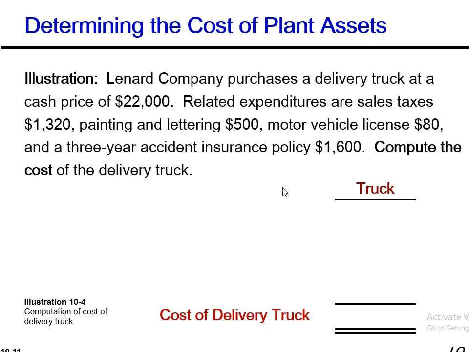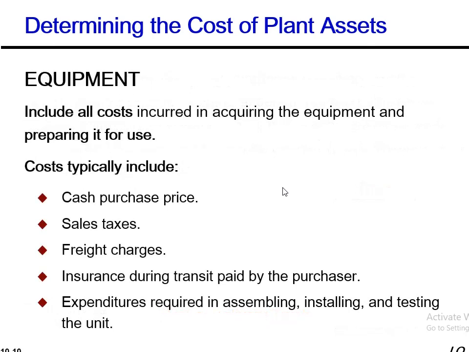If there is a license for your vehicle that is renewable every year, that's not a one-time cost, and it's not a cost related to the purchase of this truck. You can use the truck, and when one year is over, you go for the motor license renewal. So this is an expense. This is not a cost to be added into the truck. And then a 3-year accident insurance policy. Just a few minutes back, I told you about insurance in transit. That's one-time insurance, used when the equipment is coming to your location and something happens.